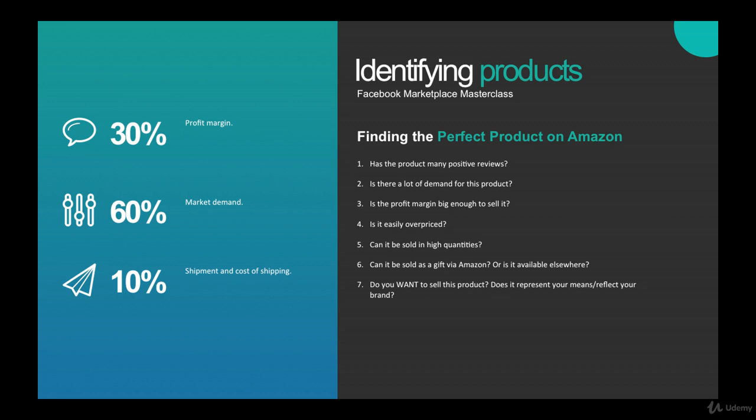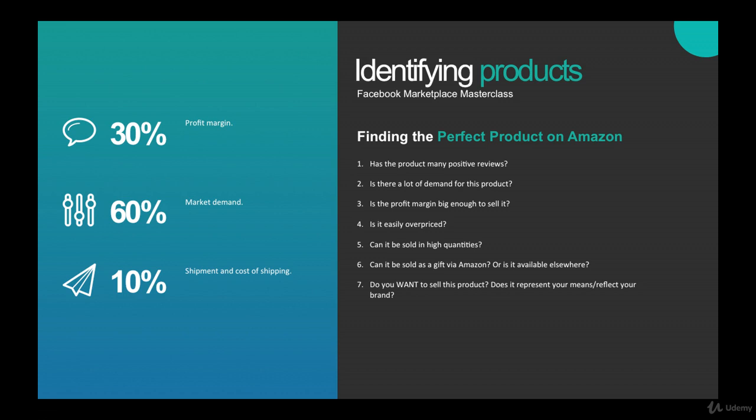Then number 4, is it easily overpriced? For instance, if you want to compete with other companies in the market who are selling a very similar product to yours, let's say we go with the example of yoga mats, and you have a better offer than the other companies because your product is not overpriced, then this could actually be the sales anchor for other people.